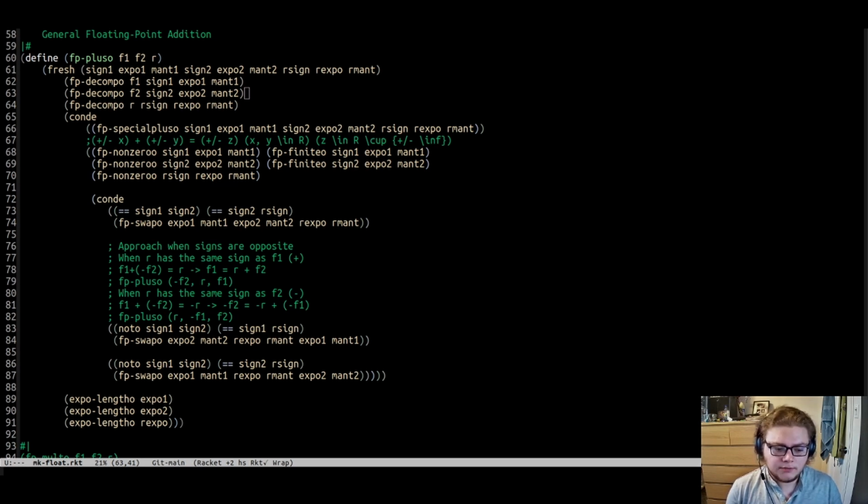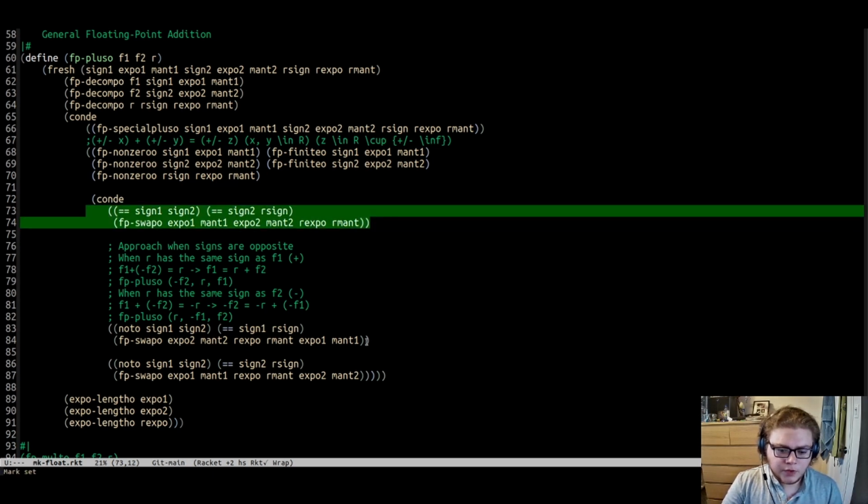Each step is done in its own relation. So FP plus O is responsible for rewriting the query so that all the addends and the sum have the same sign, either all positive or all negative. That's what this manipulation is doing in these lines.